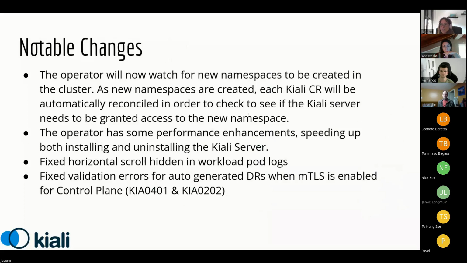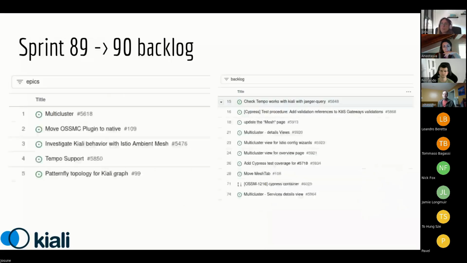Well, that was it. So now we are going to see a preview for the next sprint. As you can see on the left, we are going to keep working on the main epics. First, our main priority is going to be multi-cluster. Also, we will continue working on the OpenShift Service Mesh Console plugin to be native. We will continue with Kiali working with Istio ambient mesh. And a couple of epics, the Tempo support, and also the pattern fly topology for the Kiali graphs.